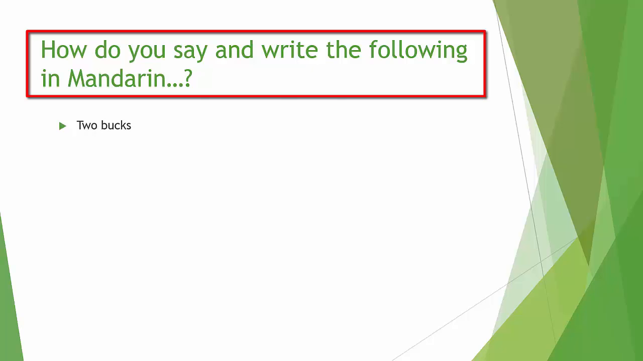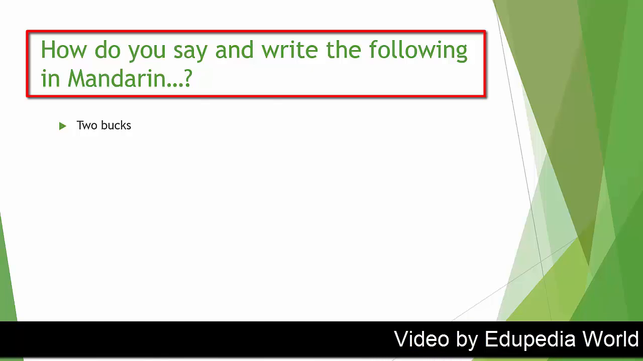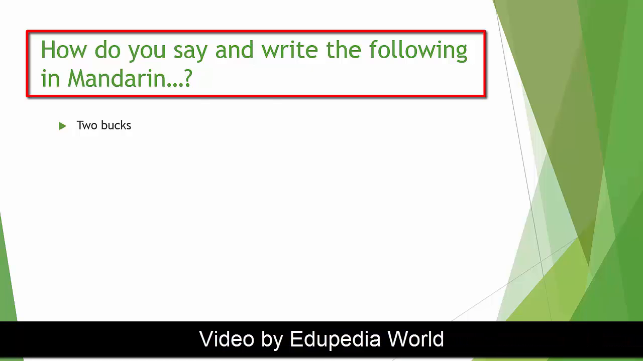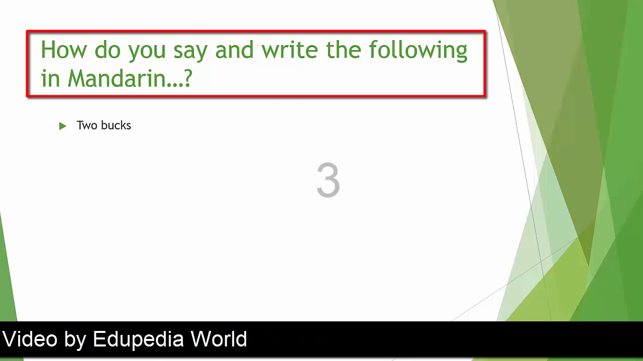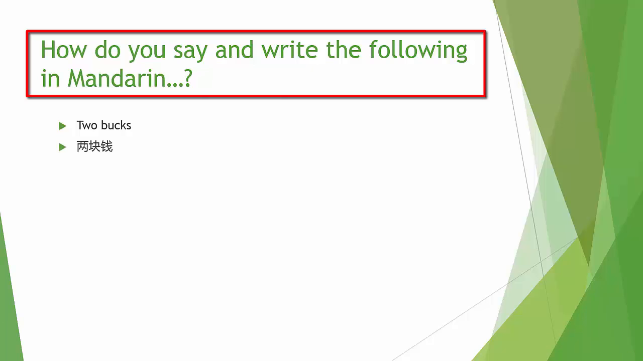So the first one is $2. It is the informal way of saying dollars. How do you say and write $2 in Mandarin? It is 2块钱. Remember as I said, 2 when it's combined with other quantifiers, it uses 2. And if you remember the 块 here, it is a quantifier for money, 钱.